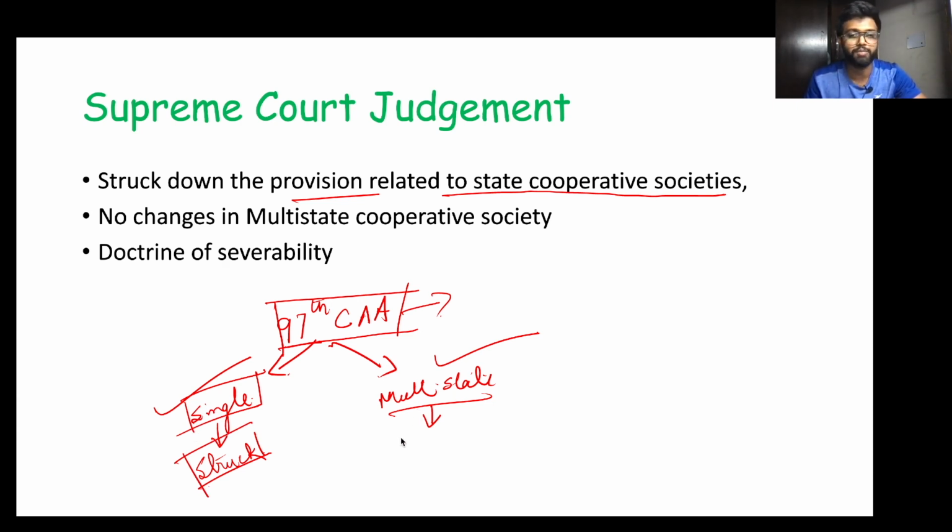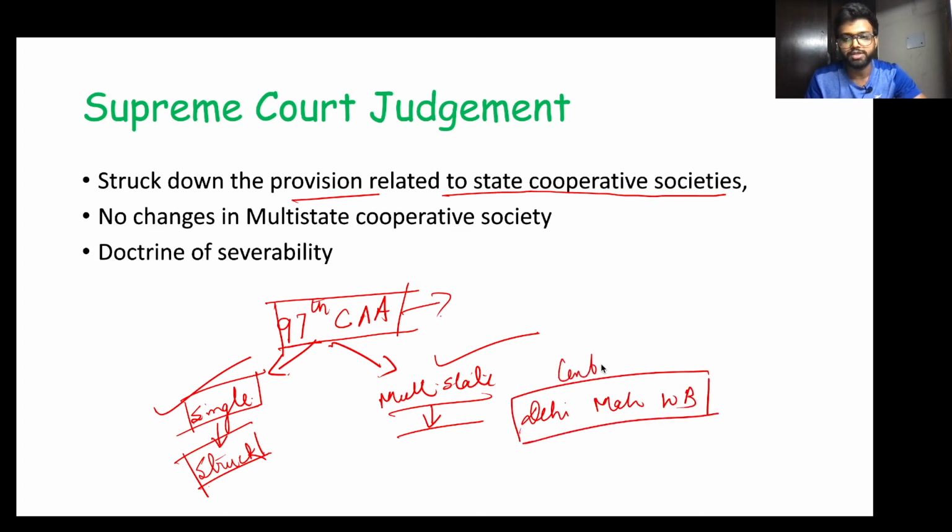But in case of multi-state, for example, if a cooperative society is operating in Delhi, Maharashtra and West Bengal, in that matter the central government should play its role. The central government should legislate the laws and regulate these cooperative societies. So some parts of this Amendment Act have been struck down by the Supreme Court, and some parts remain unchanged by this judgment.